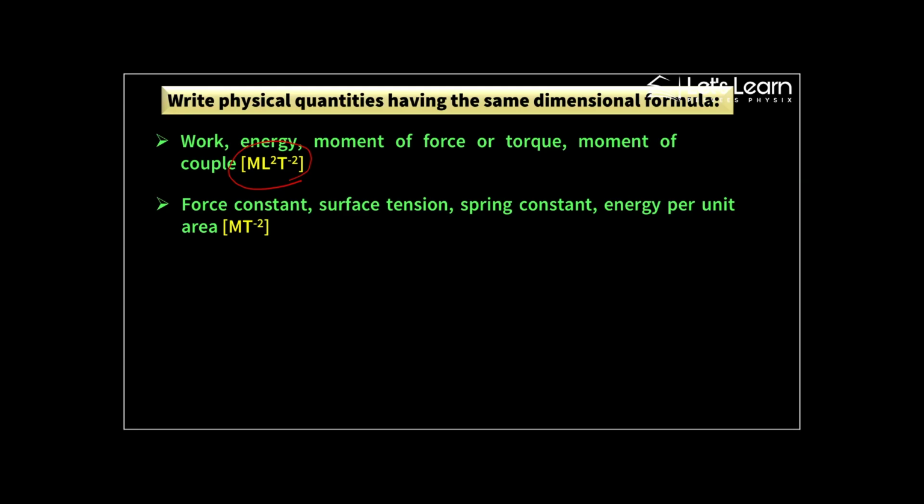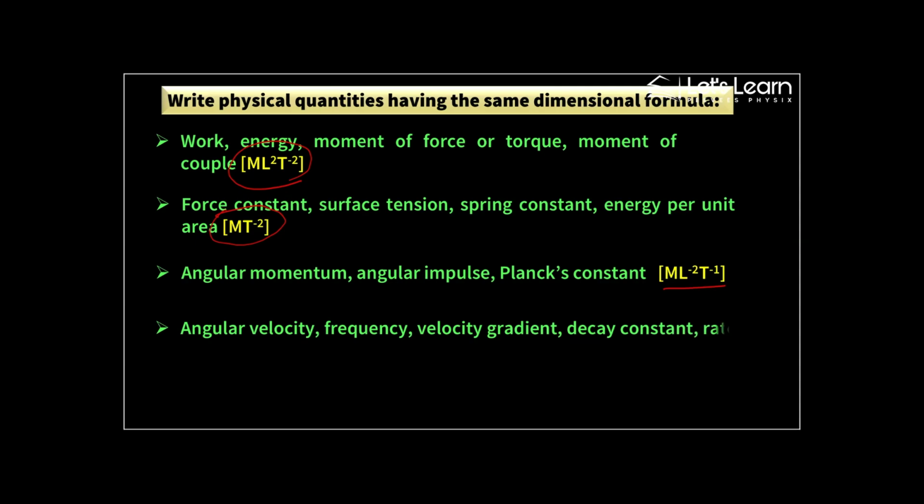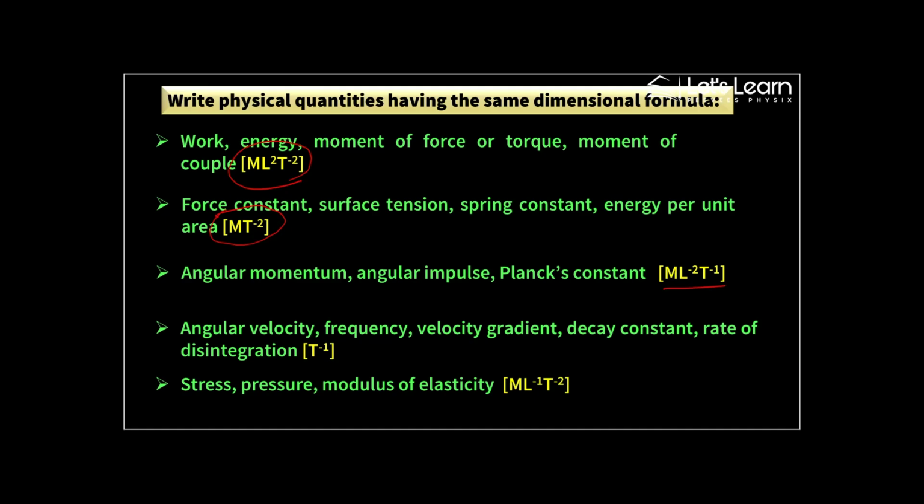Force constant, surface tension, spring constant, energy per unit area, all have M T to the power of -2 as the dimension. Angular momentum, angular impulse, Planck's constant, all of them have the same dimension, M L squared T to the power of -1. Angular velocity, frequency, velocity gradient, decay constant, rate of disintegration, all of them have a simple dimension, T to the power of -1. Stress, pressure, modulus of elasticity, Young's modulus, etc. have the same dimension, M L to the power of -1 T to the power of -2.